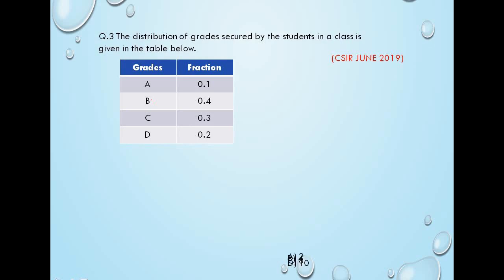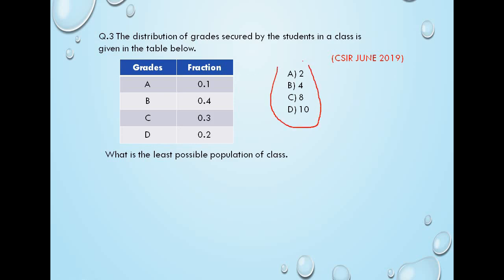Our next question is, the distribution of the grades secured by the students in a class is given in the table below. Okay, so you need to find what is the least possible population of the class. Alright, so to determine the least possible population of the class, we will take out the least fraction. Our least fraction value is 0.1. Okay, and when we multiply this least fraction value with the populations that are given in the options, you can determine which will be feasible and which will not be feasible.